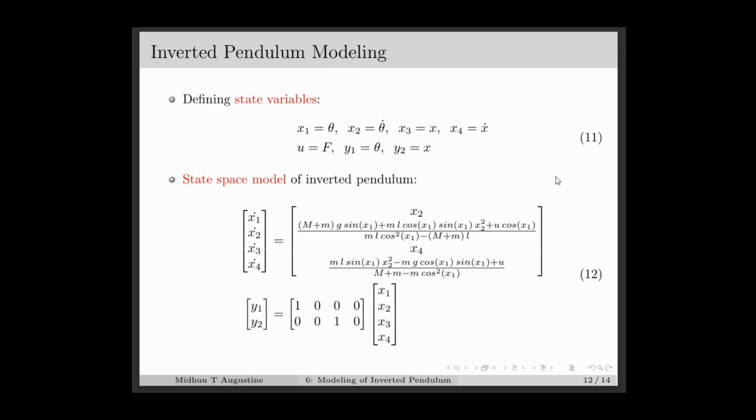Now by defining the state variables x1 equal to theta, x2 equal to theta dot, x3 equal to x, x4 equal to x dot, and similarly the input variable u equal to F, and the output variables y1 equal to theta and y2 equal to x, we can obtain the state space model of the inverted pendulum as in equation number 12. So this is a fourth order nonlinear system with one input u equal to F, where F is the applied force, and two outputs: y1 equal to the angular position of the inverted pendulum and y2 equal to the linear position of the cart.